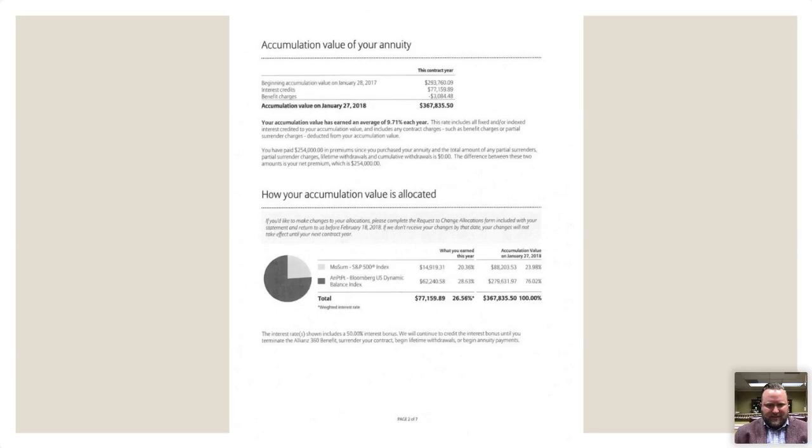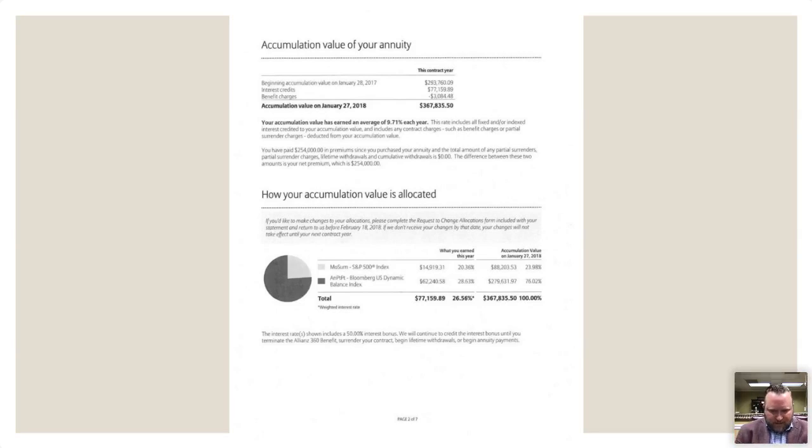All right. Next, how your accumulation value is allocated. Within these types of investments, you have different market indexes that we can link it to. With Allianz, we can change them once a year. If we think there's going to be a better performance from one index over another, we can change the indexes. Generally, we go ahead and diversify them from the start to the ones that have historically performed the best over time.